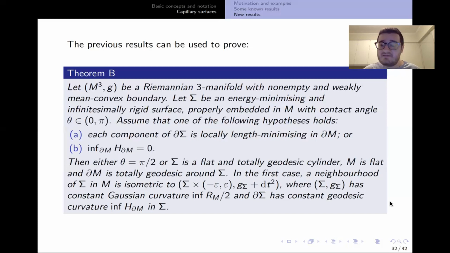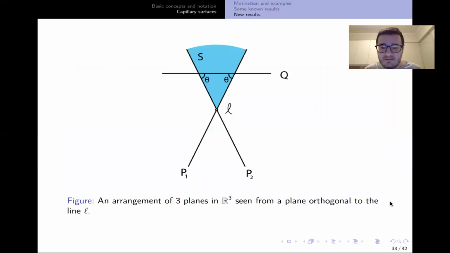So this theorem is just giving us a sort of a rigidity result. And you may ask if the second option may occur, for instance, is there a chance for sigma to be a flat and totally geodesic cylinder and the ambient to be flat and totally geodesic around sigma? And I want to present here an example of a possible occurrence of this situation.